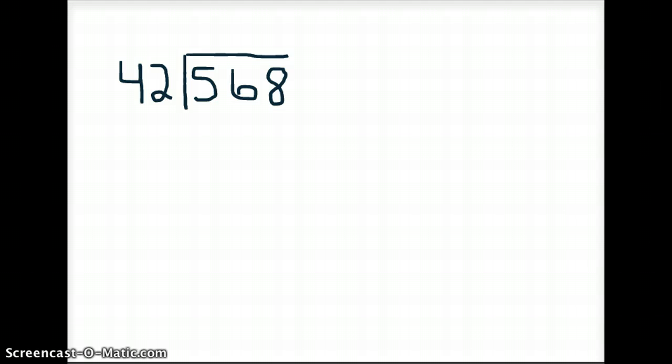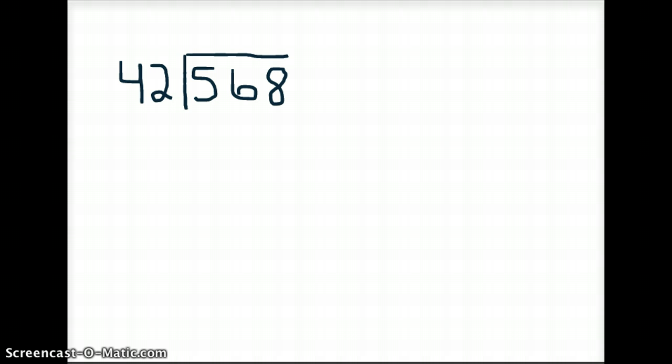We are going to use this problem shown here in the flipped video. So if you haven't gotten your notebook out yet and a pencil, please do so right now so you can do this along with us. And if not everyone in your team is ready, please pause this video until everyone is. 568 divided by 42 is our division problem.